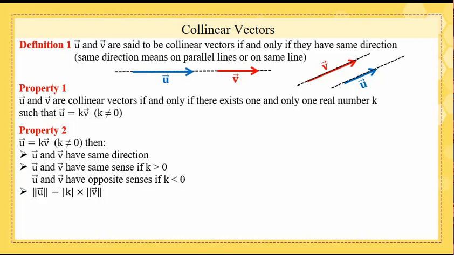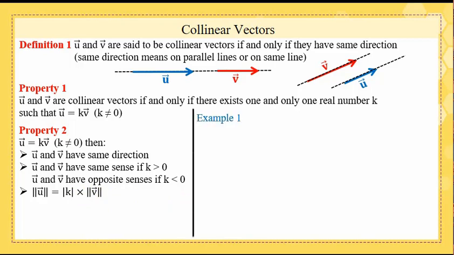Property 2. U vector equals k v vector. This means that u vector and v vector have the same direction. But what about the sense? The sense of these two vectors changes according to the real number k. If k is positive, then the two vectors have the same sense. But if k is negative, then the two vectors have opposite senses. And according to the relation u vector equals k v vector, we can find the magnitude. The magnitude of u vector equals the absolute value of k multiplied by the magnitude of v vector.